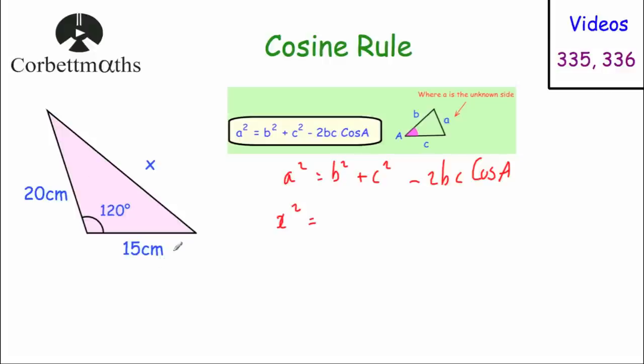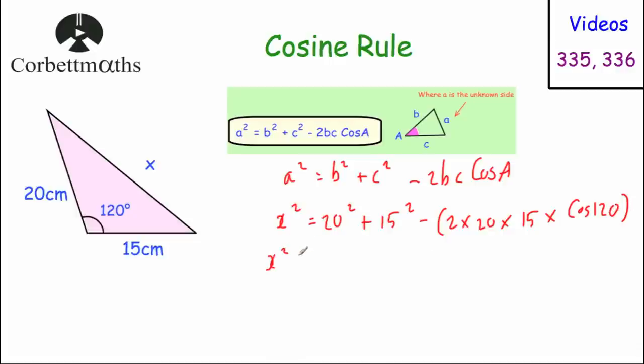Now, for B and C it doesn't actually matter which way around these go, so we're just going to write 20 squared plus 15 squared. And then we've got minus 2BC cos A, and I tend to write this in a bracket, so I put a bracket down and do 2 times B, which is 20, times C, which is 15, times the cos of A, and that's the cos of 120, close brackets.